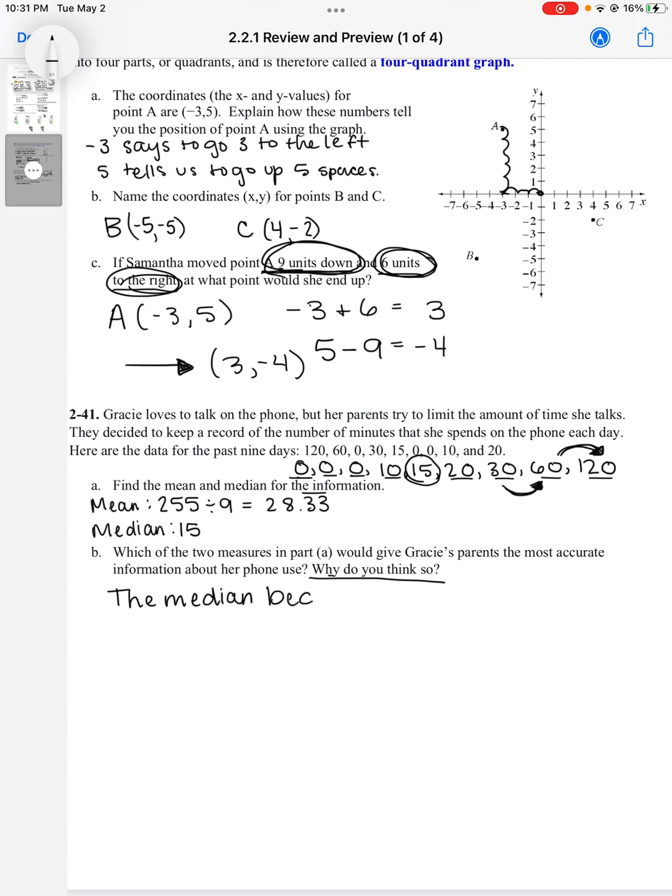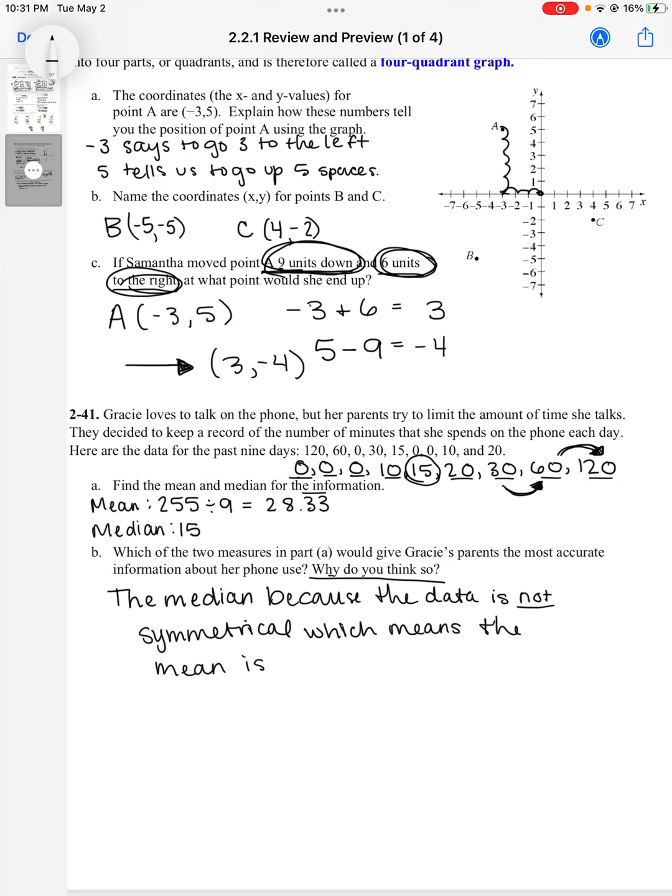Okay, because the data is not symmetrical, which means the mean is affected more by the outlier of 120.